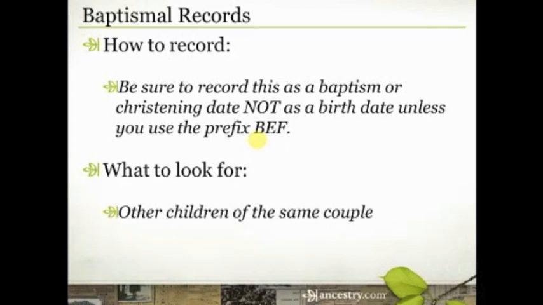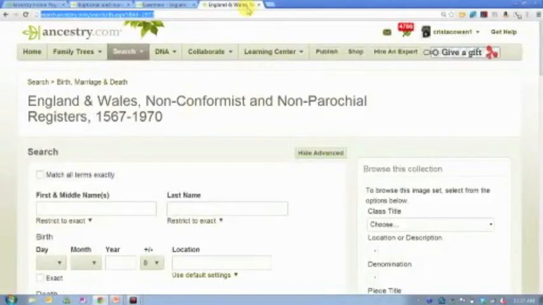The other reason, which is actually more important to me, is that we're telling the stories of our families, and these people did not live in isolation with their parents. They had brothers and sisters, and those brothers and sisters and aunts and uncles and cousins contributed to that family story. And so always look for other children of the same couple. There are some quick and easy ways to do that.